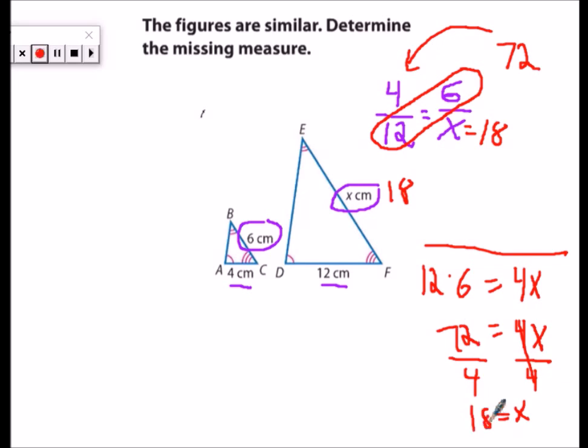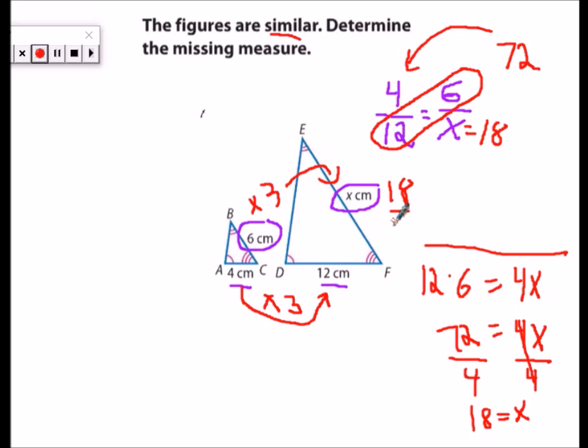Now, an easier way, when numbers are so easy like the two that we're dealing with right here, I can also think of it as equivalent fractions. And look, what times 4 gives me 12? Well, 4 times 3 gives me 12. So since I know that they're similar, if 4 times 3 equals 12, then 6 times 3 will also equal what x is. And 6 times 3 equals 18.